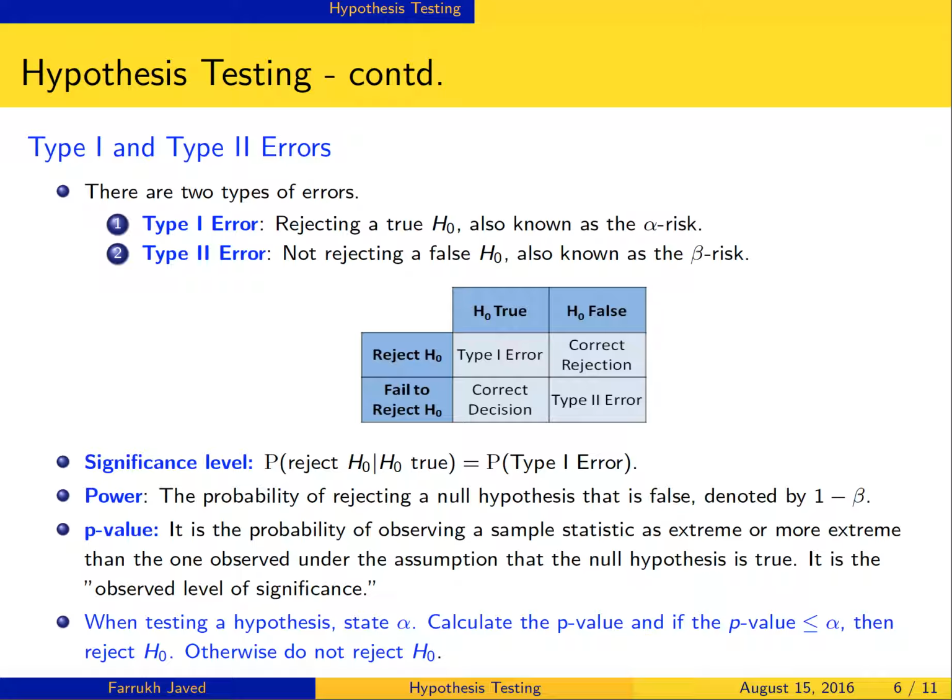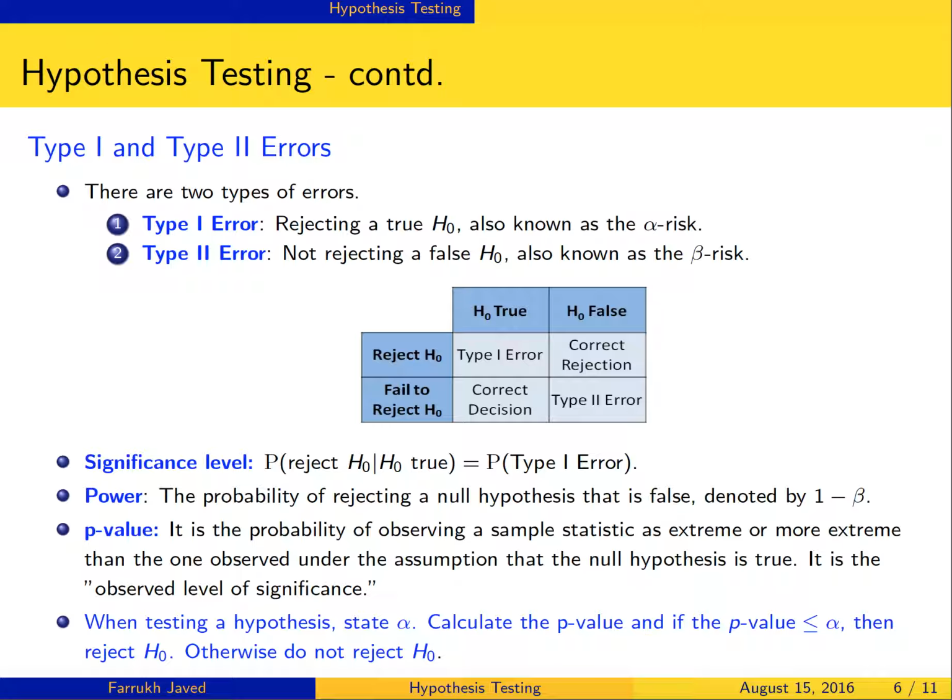You are rejecting something when it is true. It's an error, right? You should not be rejecting something when it is true. But sometimes we do reject something when it is true, based on our evidence. We do not have enough evidence to somehow validate our assertion or hypothesis.